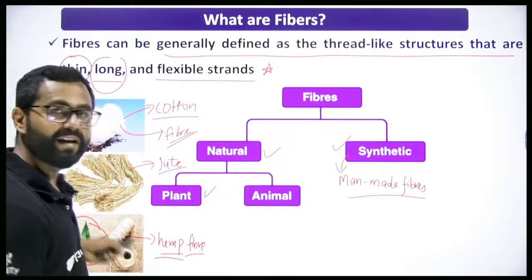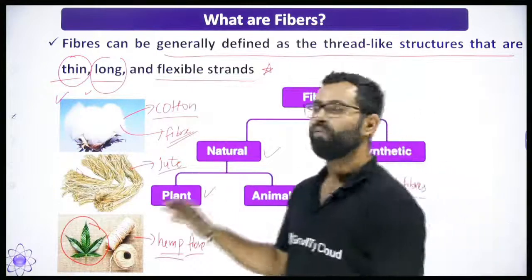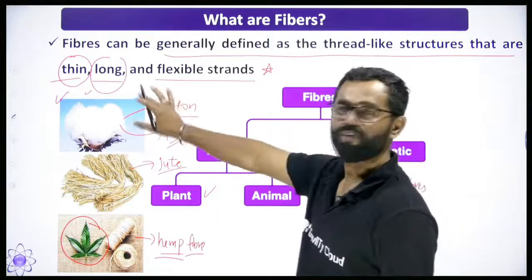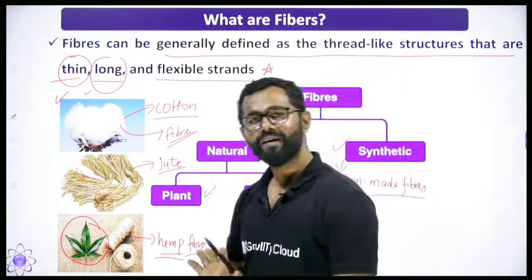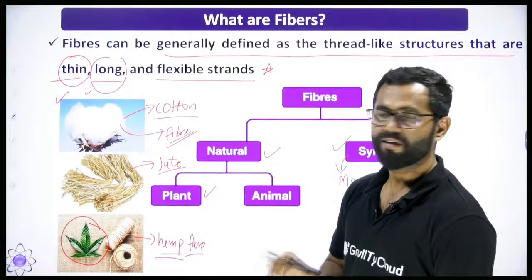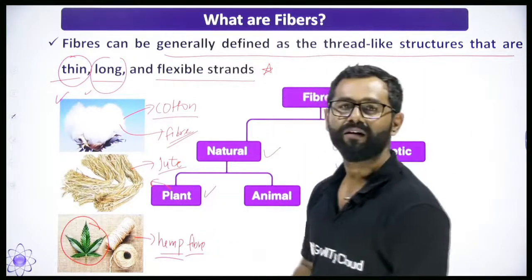So all these are the natural fibers which we get from the plants, and they are good, important ones, right? Cotton fiber we get from the cotton plant, jute fibers we get from the jute plant, and hemp fiber we get from the hemp plant. Simple. The important thing is these are the fibers which we get from the plant.